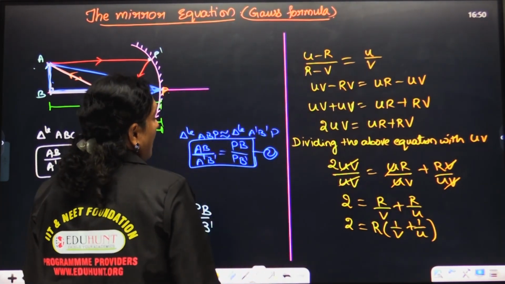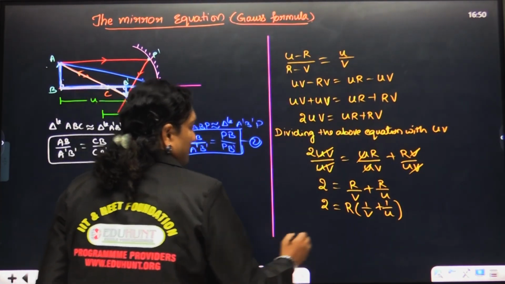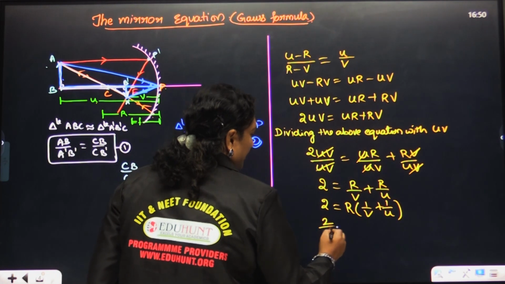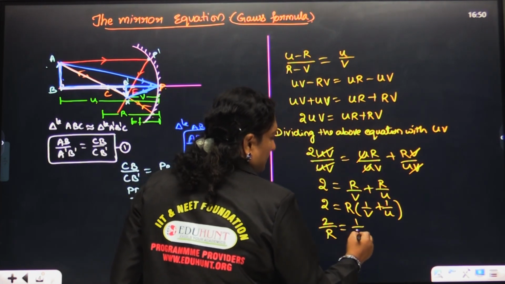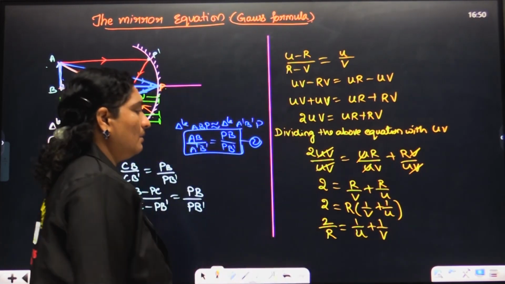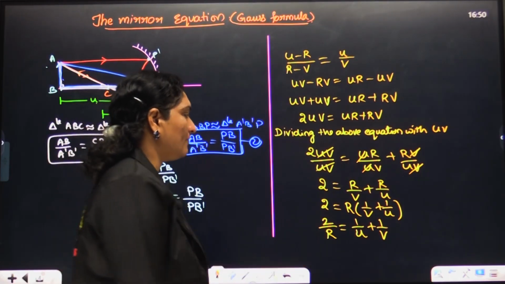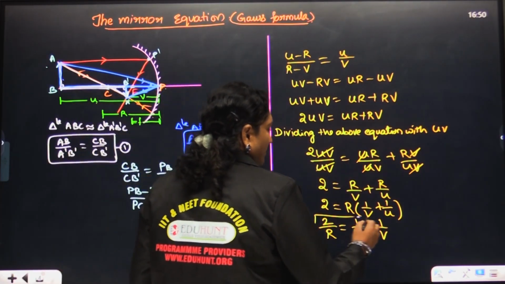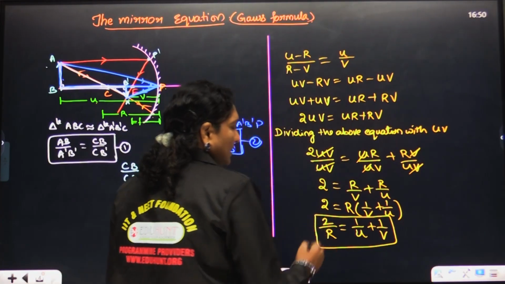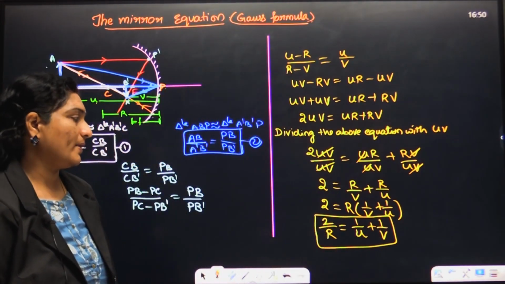Bringing the R to the other side, we have 2 by R is equal to 1 by U plus 1 by V, after rearranging the terms. So, the relation between the radius of curvature R, object distance U and image distance V is given as 2 by R is equal to 1 by U plus 1 by V.